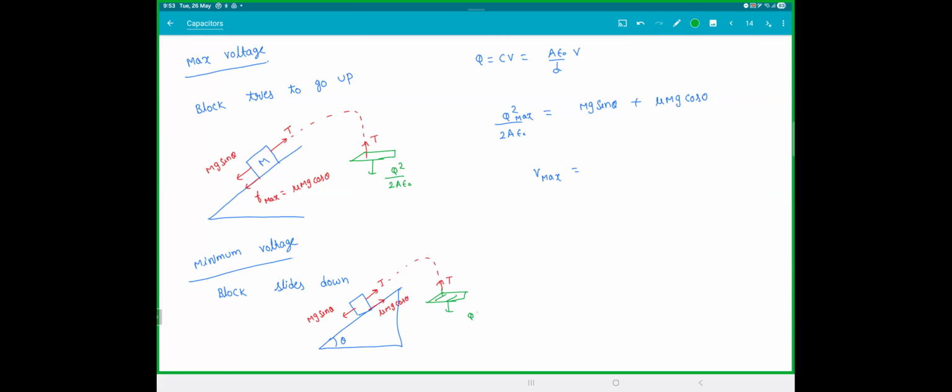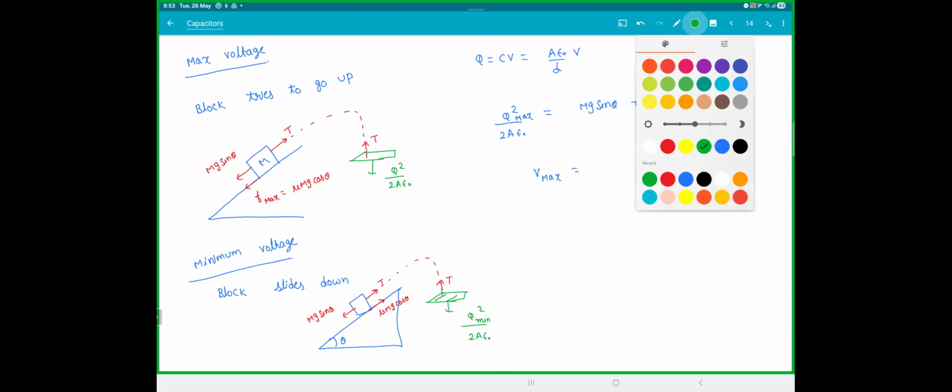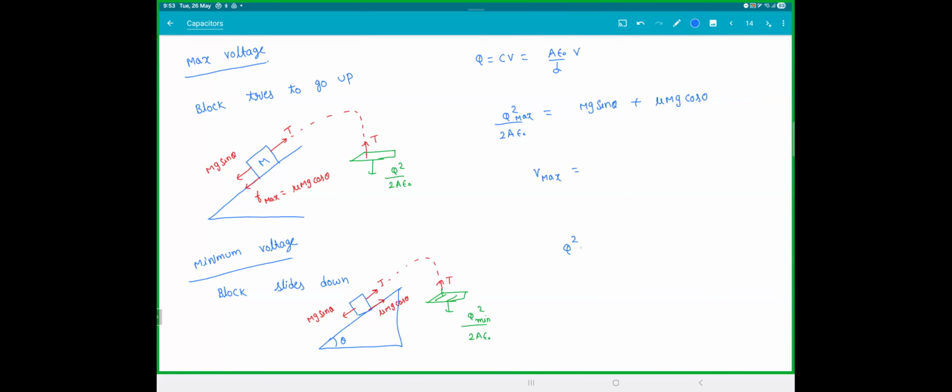This would be again q square. This will be q minimum to a epsilon. Q minimum square by 2a epsilon is mg sine theta minus mu mg cos theta. You solve this, you will get V minimum.